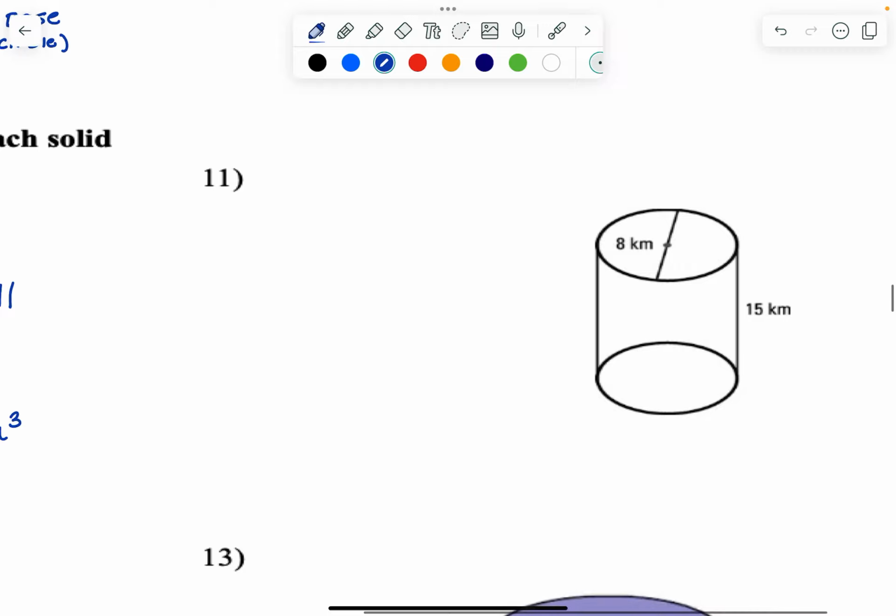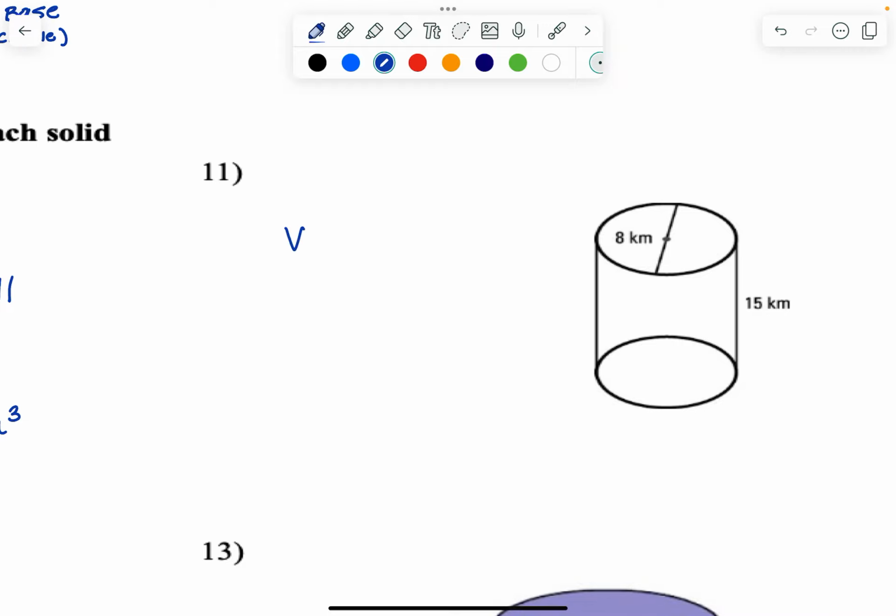Next example. Volume is equal to area of the base times the height. Area of the base. If you said this and you started writing this down and you said pi times 8 squared times 15, I want you to just think for a moment why that would be wrong.